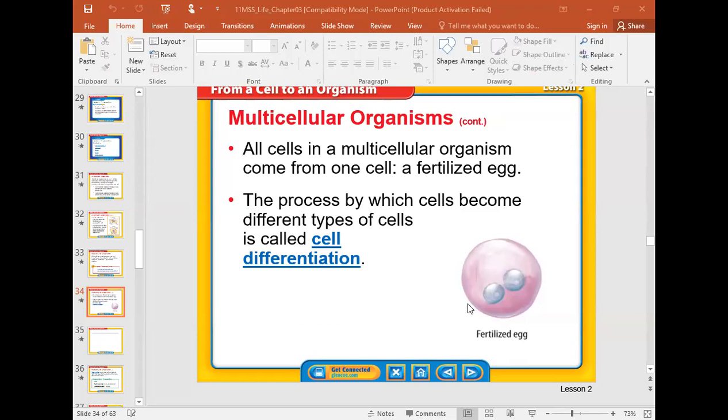Yesterday, we started to talk about lesson 2 of chapter 3 about the cell organization or levels of organization. And we keep talking about the difference between prokaryotes and eukaryotes. And then we said the difference between unicellular organisms and multicellular organisms.